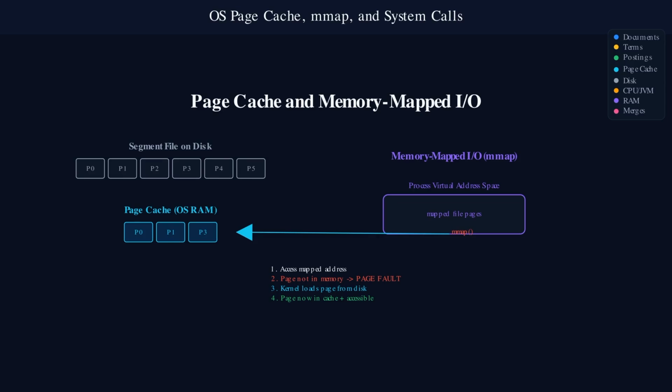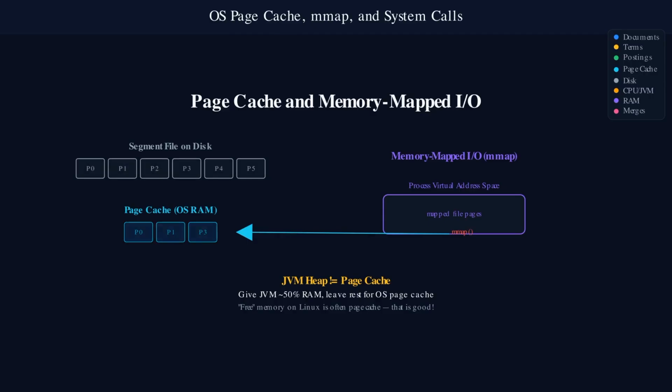Lucene can access segment files using memory mapped I/O via the mmap system call. mmap maps a file directly into the process virtual address space. When Lucene accesses a mapped address, if the corresponding page is not in memory, the CPU triggers a page fault, and the kernel transparently loads the page from disk into the page cache. This avoids explicit read system calls and extra buffer copies.